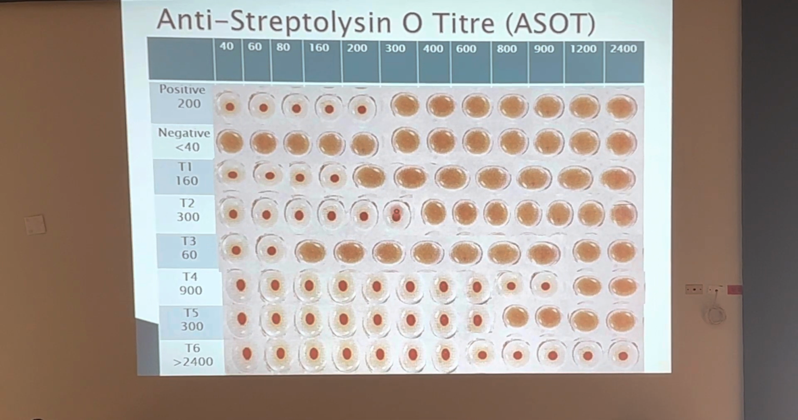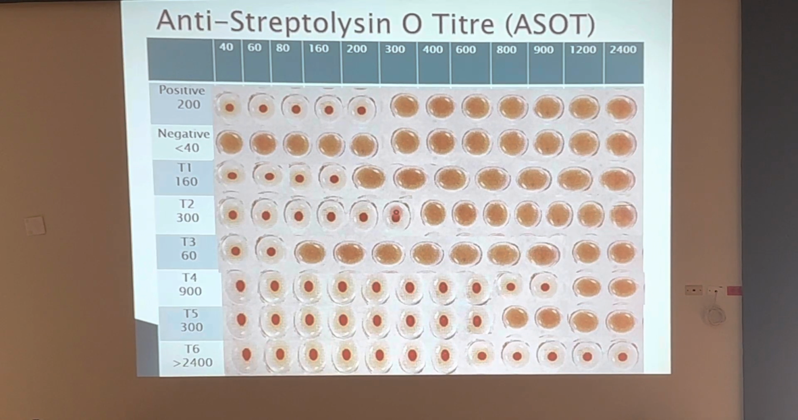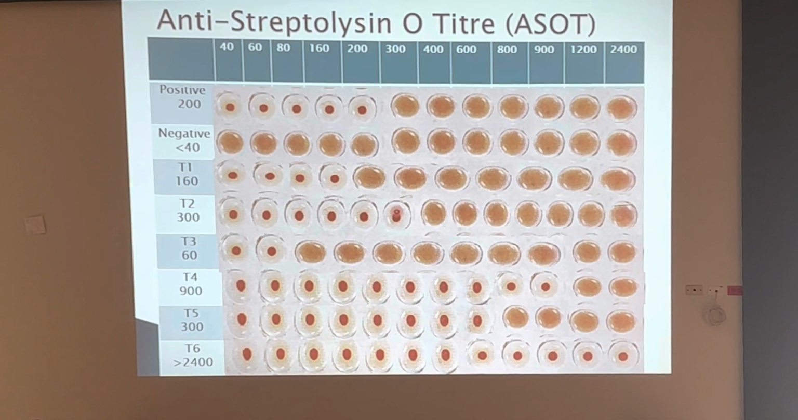Patient T3, what's the titer? 60, and the interpretation is negative. How about patient T4? A titer of? Right, so this is a patient who had a very recent infection. Excellent, I love how you're getting it. So that's definitely a positive.